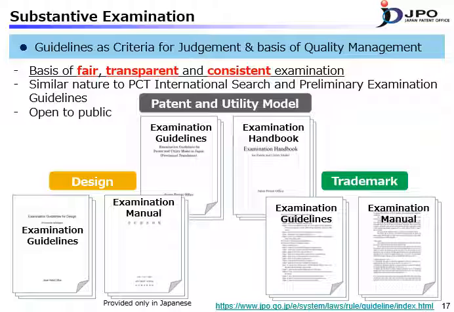These documents provide general guidelines and reminders for examiners to apply the patent law and other domestic laws in their examinations and are also used to deepen understanding of examination practices. These documents are similar in nature to PCT International Search and Preliminary Examination Guidelines, and they are the basis for fair, transparent, and consistent examination, which also improves predictability and foreseeability of rights acquisition for users.